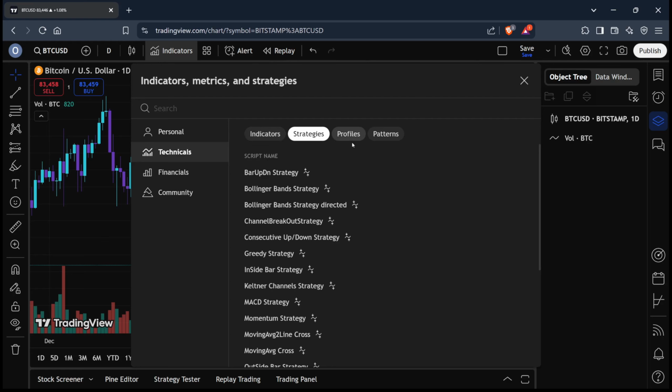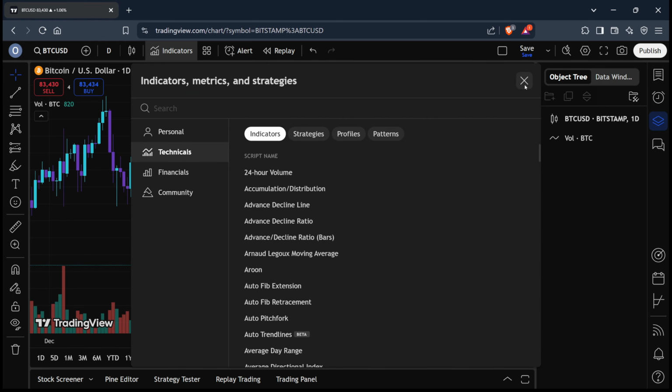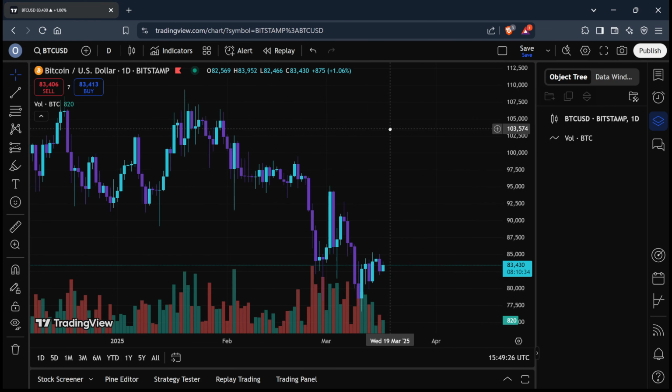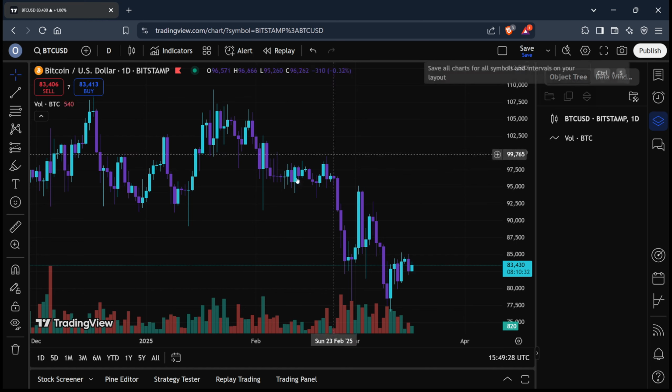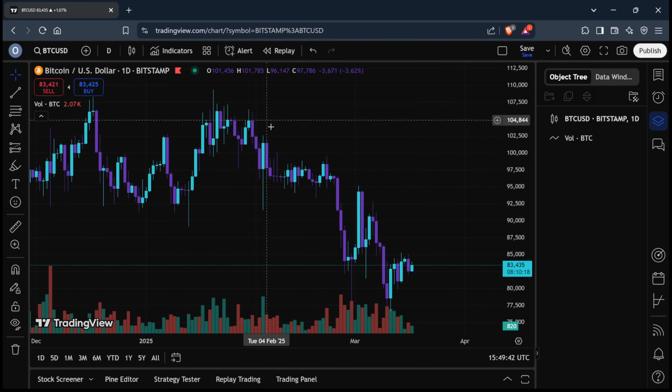So strategies, profiles, patterns. I like to look at my own patterns. I don't really rely on those. Yeah. And then if you want, you could save your chart layout. So say, for example, you like these candle colors. If you close out TradingView right now and you don't save any of this, everything's going to go back to default. When you open up TradingView, it's going to be a bright white. It's not going to be in dark theme.